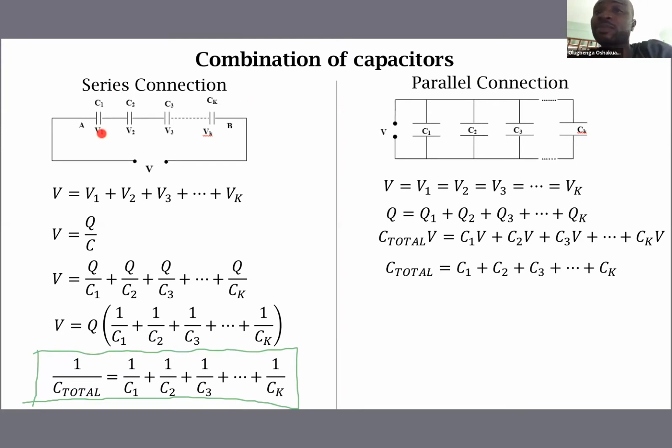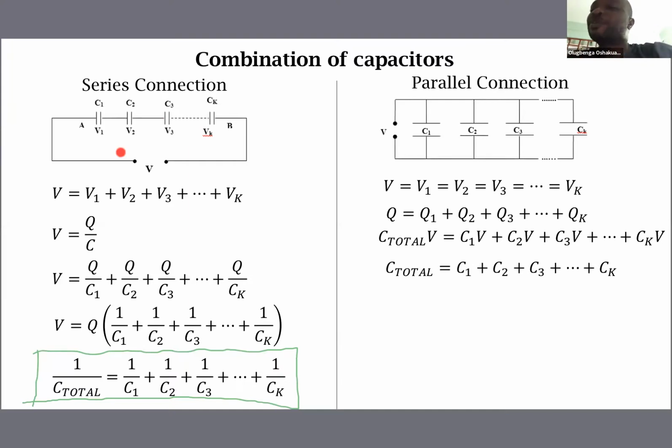in series, the total voltage supplied is equal to the summation of all the voltages of the capacitors, while in parallel, the same voltage is applied across all the capacitors. Let me take that again. In series, the same charge is stored regardless of the capacitance. The same charge Q is stored in each of the capacitors regardless of the capacitance.